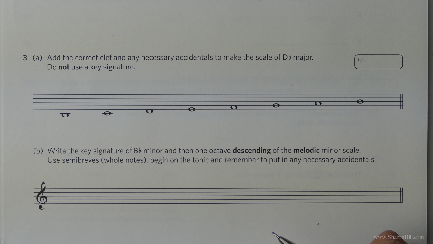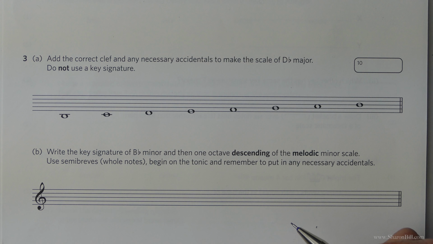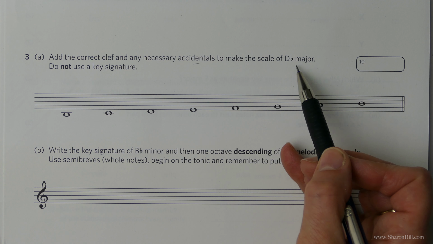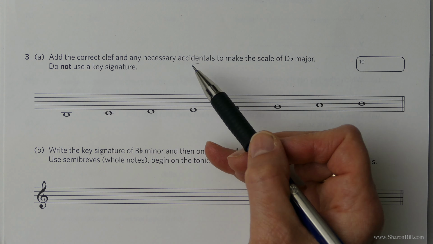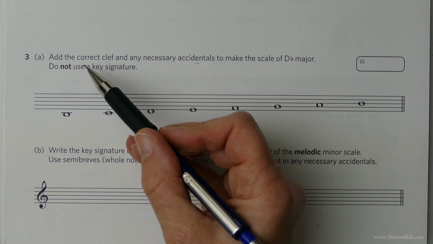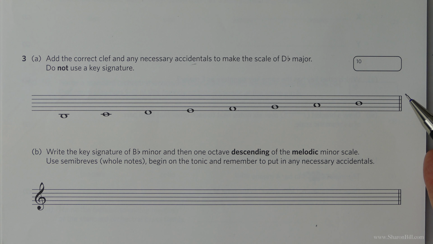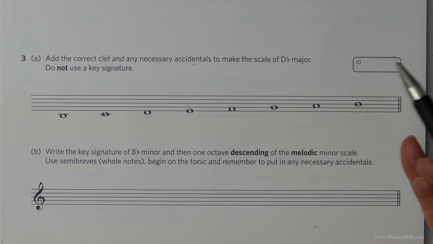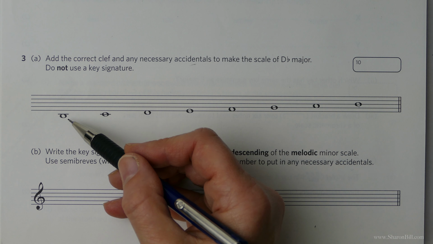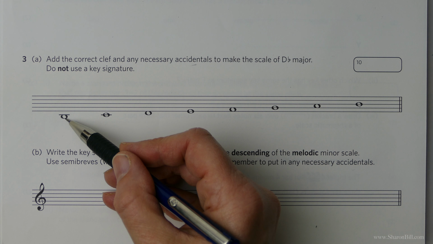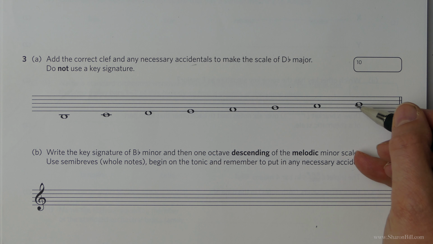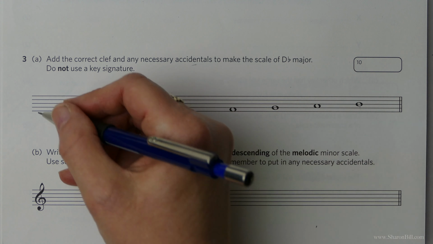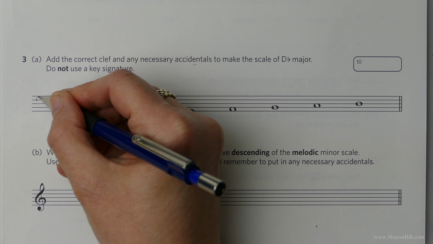So now then we have to add the correct clef, and then we need to add necessary accidentals to make the scale of D flat major. No key signature, just accidentals. So our first job is to add the clef. So of course we need to begin and end on D flat. So if you get a little bit lost here on the ledger lines, have a look here on the last note and we can see it's bass clef, good boys deserve, so it needs to be bass clef.